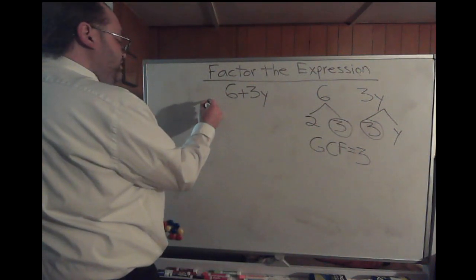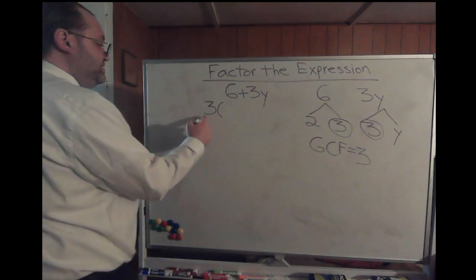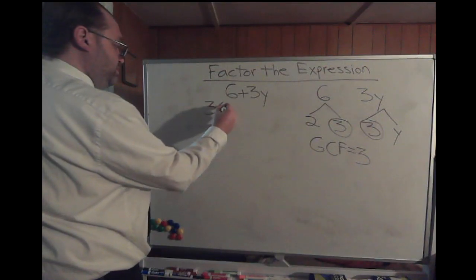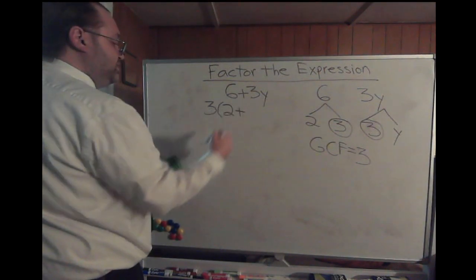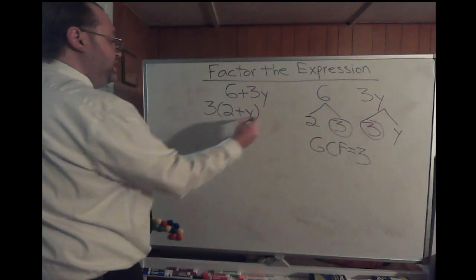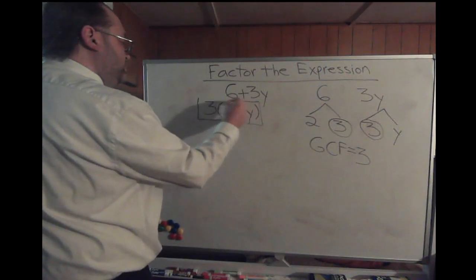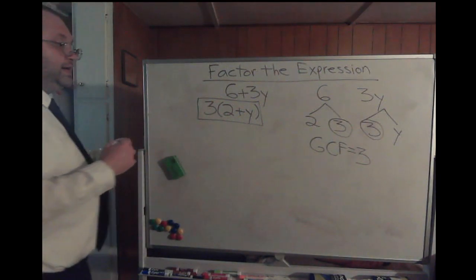So you take your greatest common factor of 3 over here, put it outside the parentheses. So 3 times what equals 6? 2. Plus 3 times what equals 3y? Just y. 3 times y equals 3y. So your factored expression is 3 times the quantity of 2 plus y.